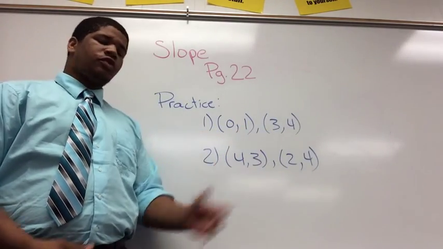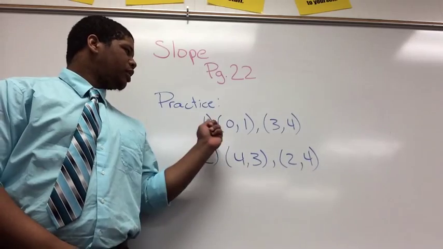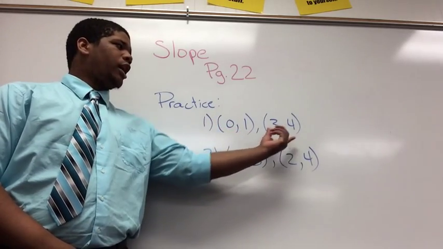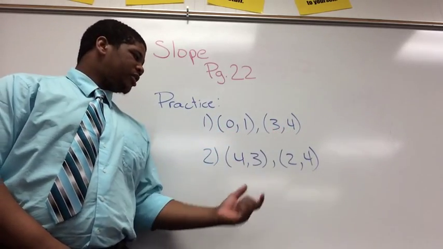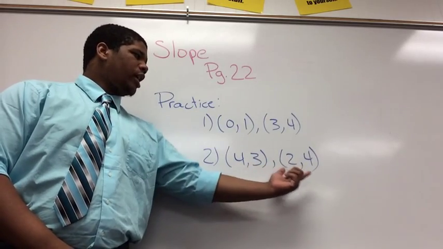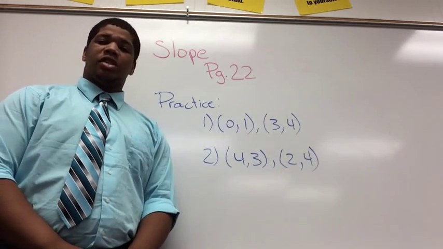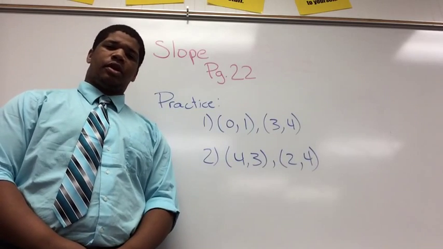Finally, here are 2 questions for you guys to practice with. The first one, you're given the points 0, 1, and 3, 4. And for number 2, you're given the points 4, 3, and 2, 4. And we just want you guys to find the slope of those points.